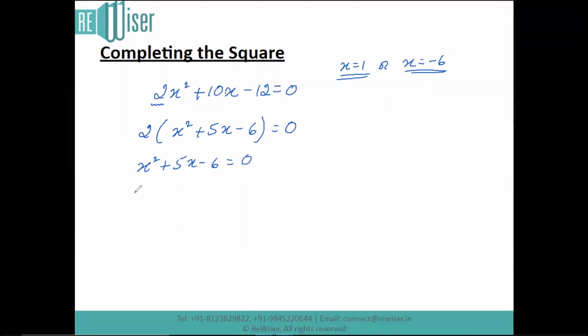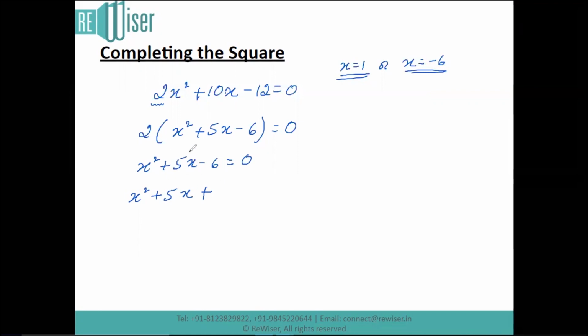And the next step is you have to write the first two terms, and whatever the coefficient of x is, you have to add and subtract the square of half of your coefficient of x.